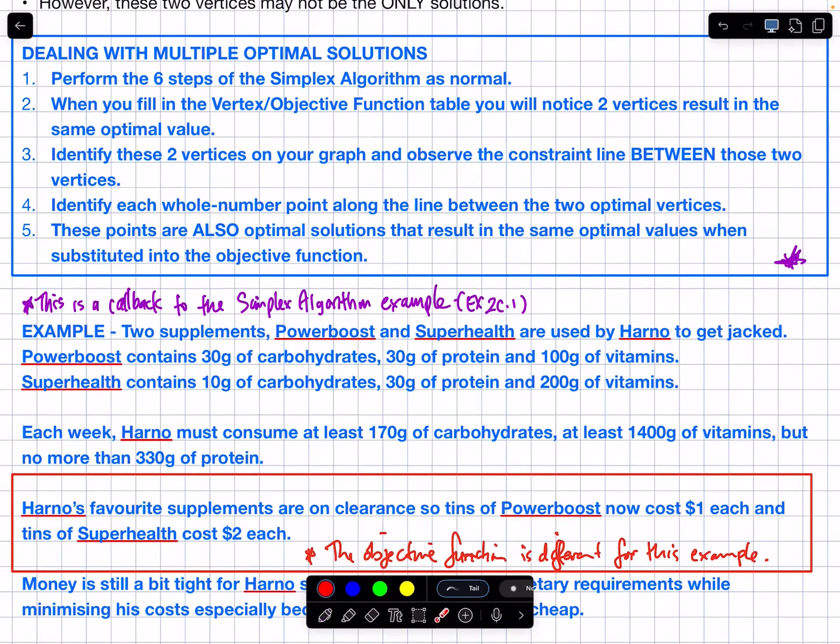The example that we're going to do is a callback to that first one we did in 2C.1 where Hano was trying to get jacked. The only difference is the costs for Power Boost and Super Health are now slightly different. So get steps 1 to 5 of dealing with multiple optimal solutions.